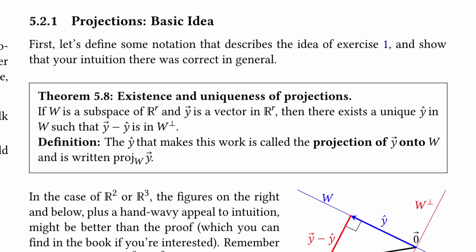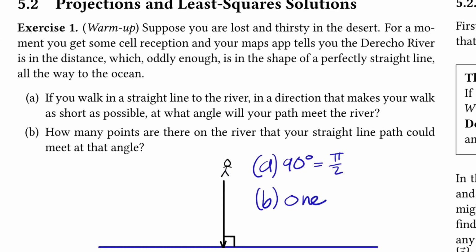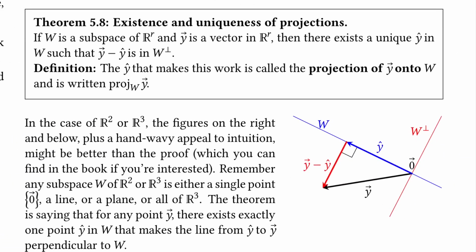Welcome to the first part of section 5.2, where we're going to look at the concept of a projection. What is a projection of a vector onto a subspace of R^n? Now, this theorem, theorem 5.8, we're not going to prove it in this video because I think once you look at the pictures, you're going to see it's pretty intuitive. If that first warm-up exercise with the Derecho River made sense to you, then I think this theorem will make sense to you too once you understand the notation. Let's look at what it says.